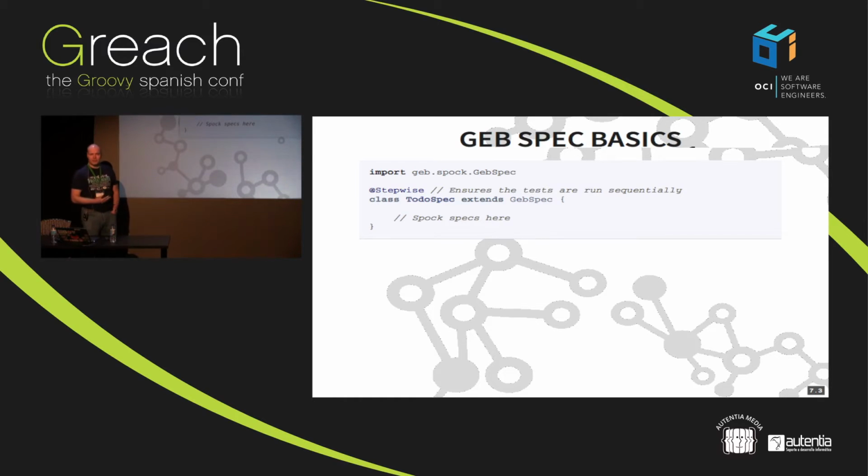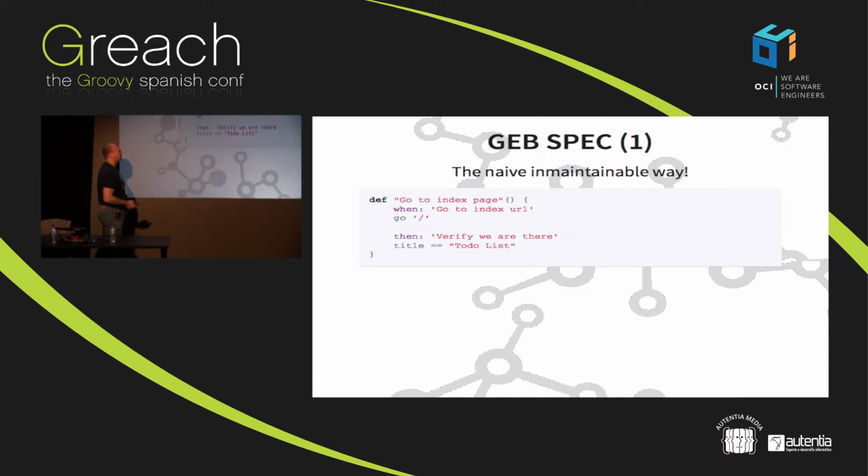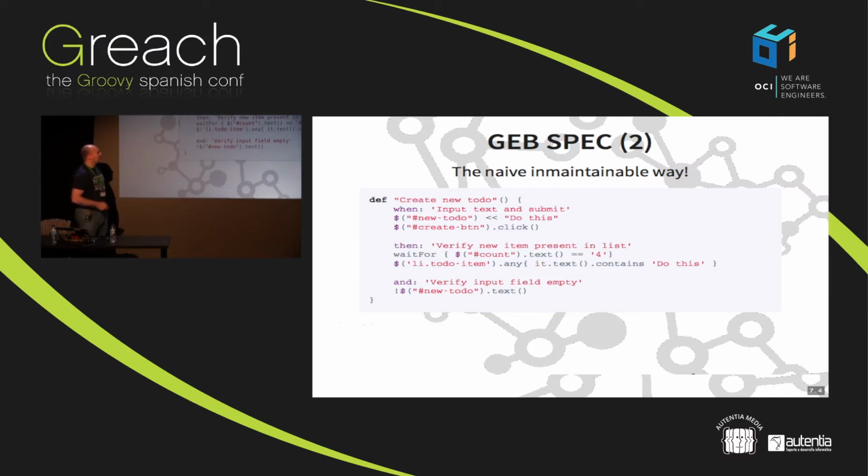I hope every one of you has seen Spock. If you haven't, you should definitely take a look at it. It's superior to JUnit. So the first specification says go to the index page. So I'll just go to / and verify that the title is to-do list. So nothing weird here. Now it starts to get a little clumsy, right?